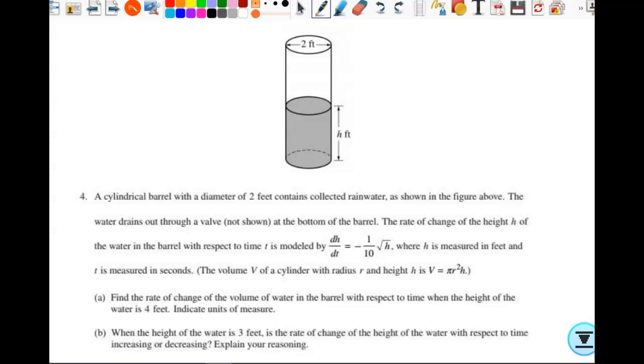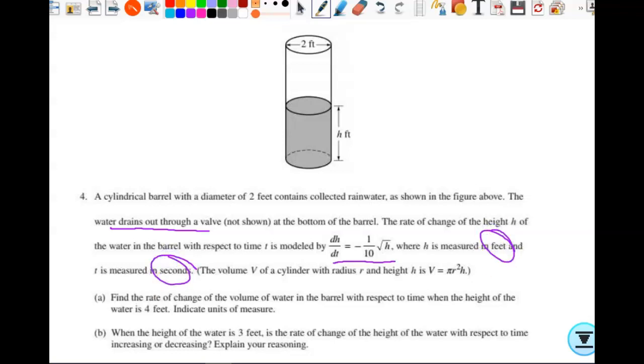worked through it, because otherwise you're going to get way more out of it if you've actually tried to struggle through this yourself. So a cylindrical barrel with a diameter of 2 feet, so that's all labeled for me, contains collected rainwater as shown in the figure above. The water drains out through a valve, so it's leaving the cylindrical tank, not going in. At the bottom of the barrel, the rate of change in the height with respect to t, so here's my dH/dt, and then it says h is measured in feet, and t is measured in seconds.